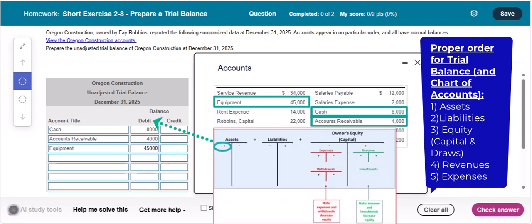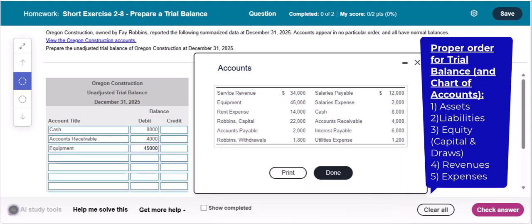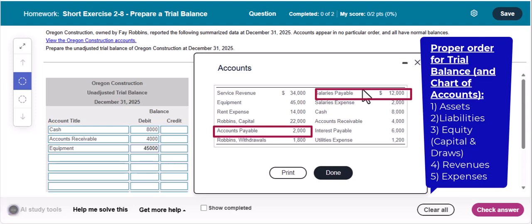All right, so now the proper order after assets are liabilities. So let's see how many liabilities they have. We're looking for payables, anything with a payable here. First, it looks like we have accounts payable for 2,000. I see a salaries payable for 12,000, and then going down our list, interest payable. So that is 3 liability accounts there.